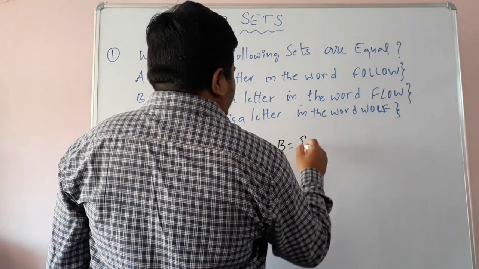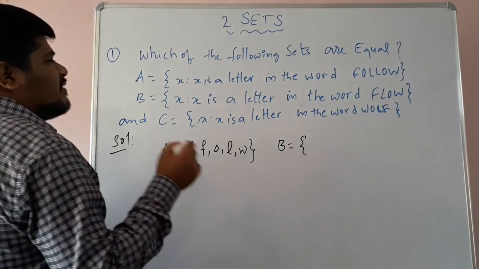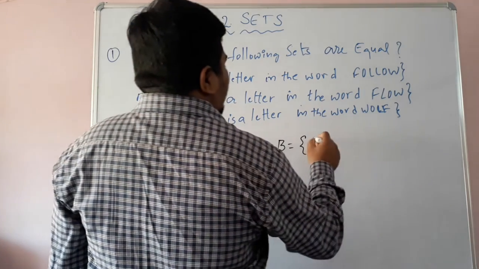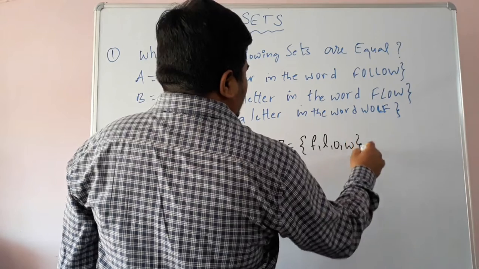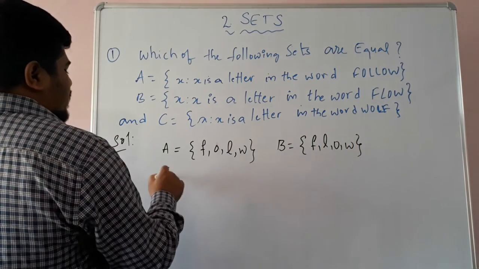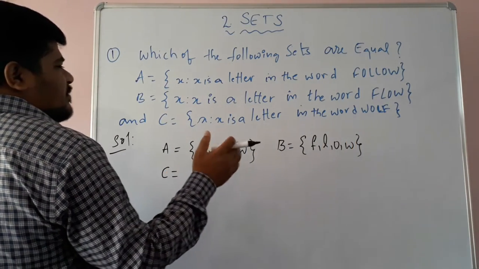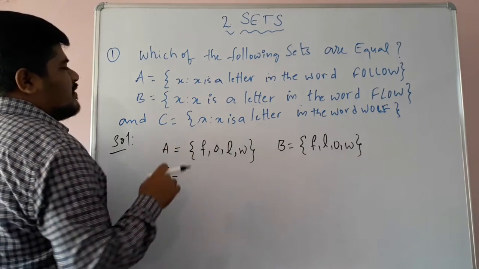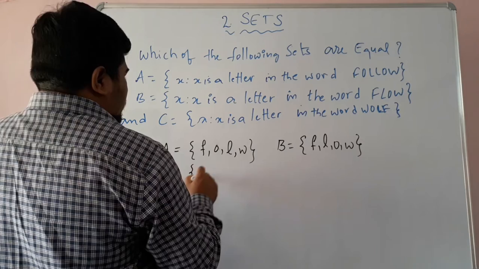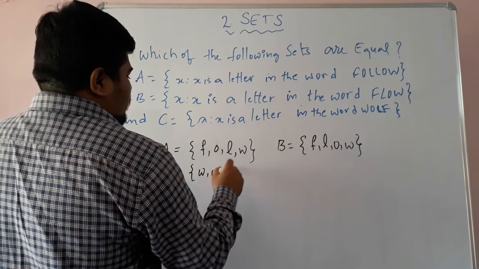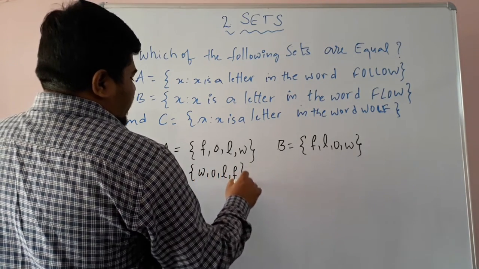What is set B? B is equal to the set of X such that X is a letter in the word FLOW, F L O W. We have to write them in brackets, separating them by commas. C is equal to the set of X such that X is a letter in the word WOLF. So C is equal to W O L F.